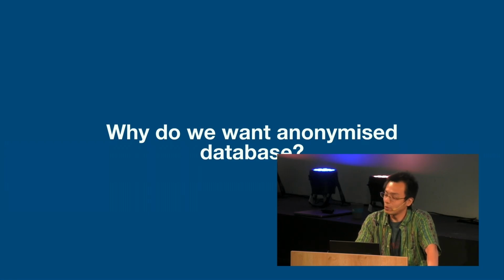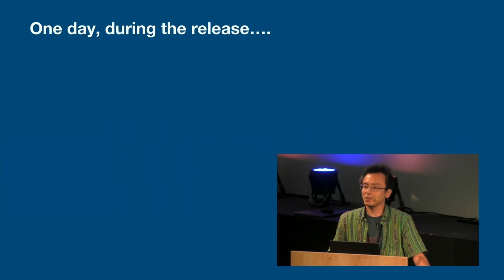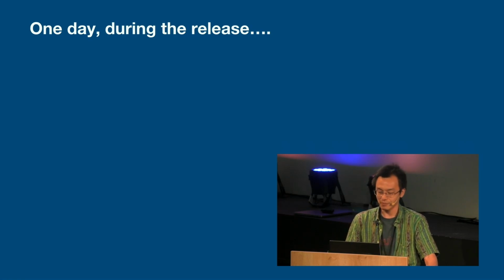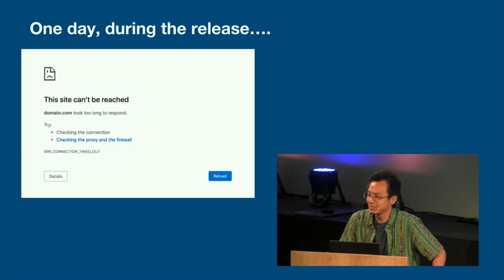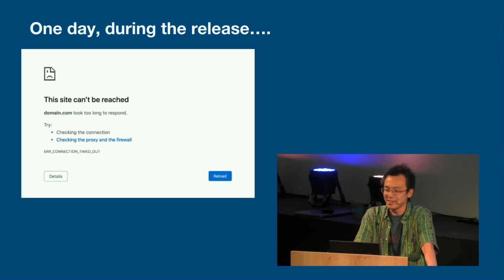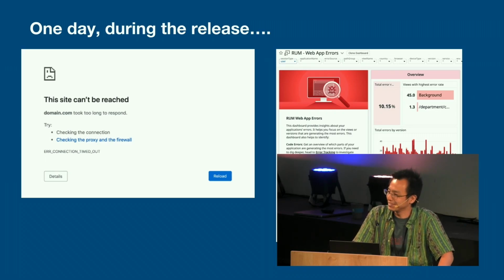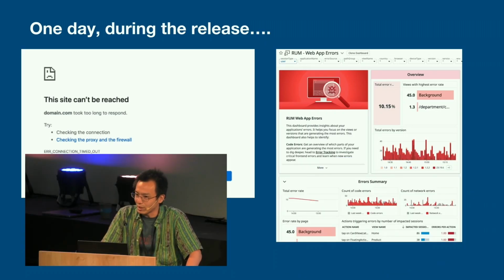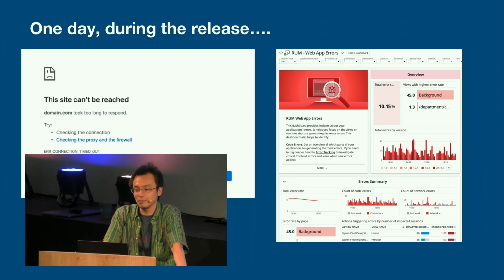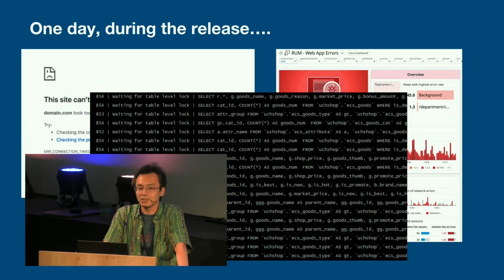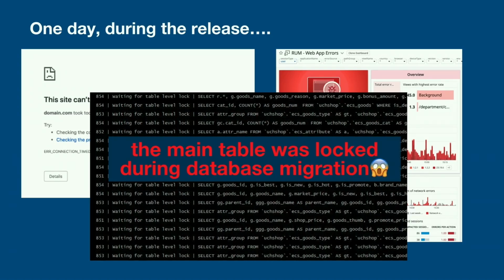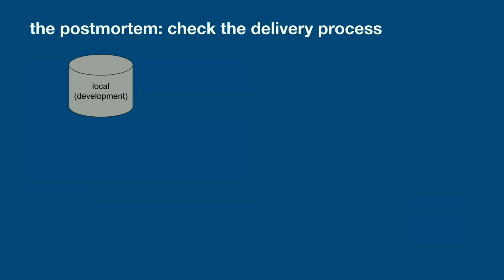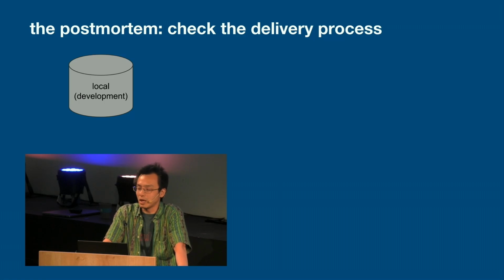I'll share a real story. One day, you were doing some release, and then you notice, or everybody notices, your main website is timing out. Metrics show something really wrong, red, but you don't know what happened. After the investigation, you see in the database there's a bunch of waiting queries. What happened is your main table was locked during the database migration. And in the post-mortem, you check the delivery process to see how it happened.